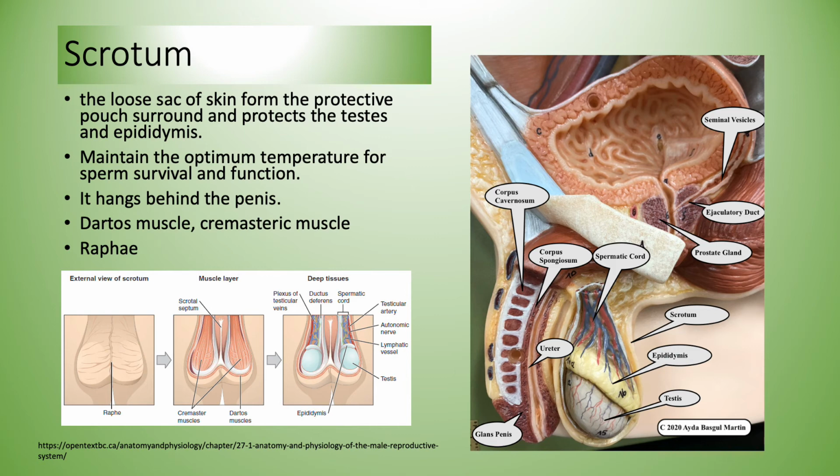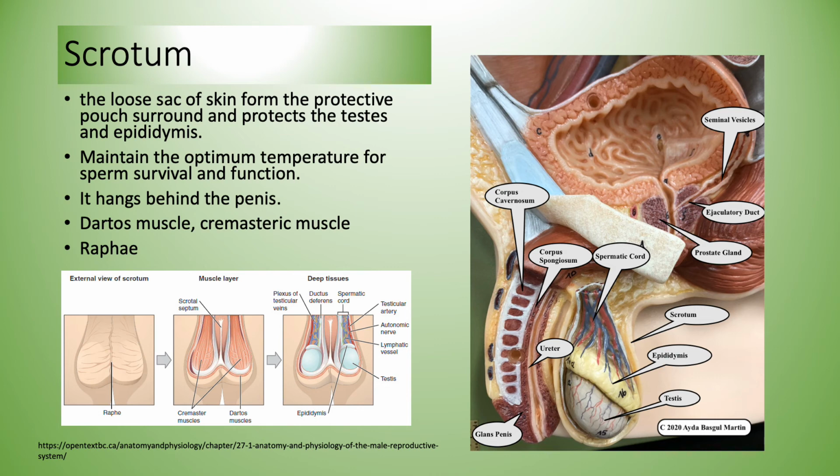It continues internally to make up the scrotal septum, a wall that divides the scrotum into 2 compartments, each housing 1 testis. The 2 cremasteric muscles are formed by the descending fibers of the internal oblique muscle of the abdominal wall and cover each testis like a muscular net.